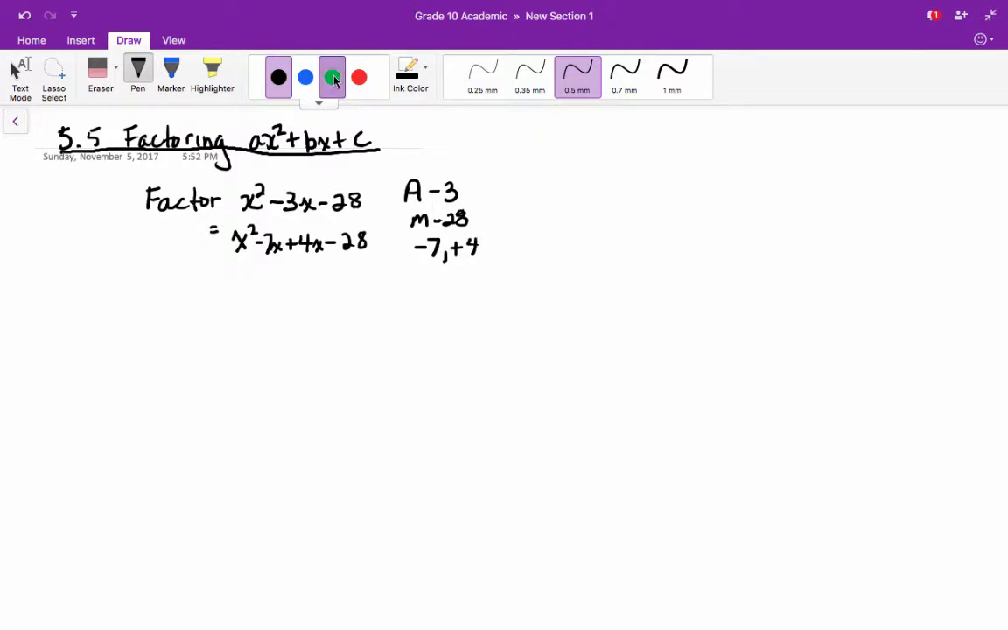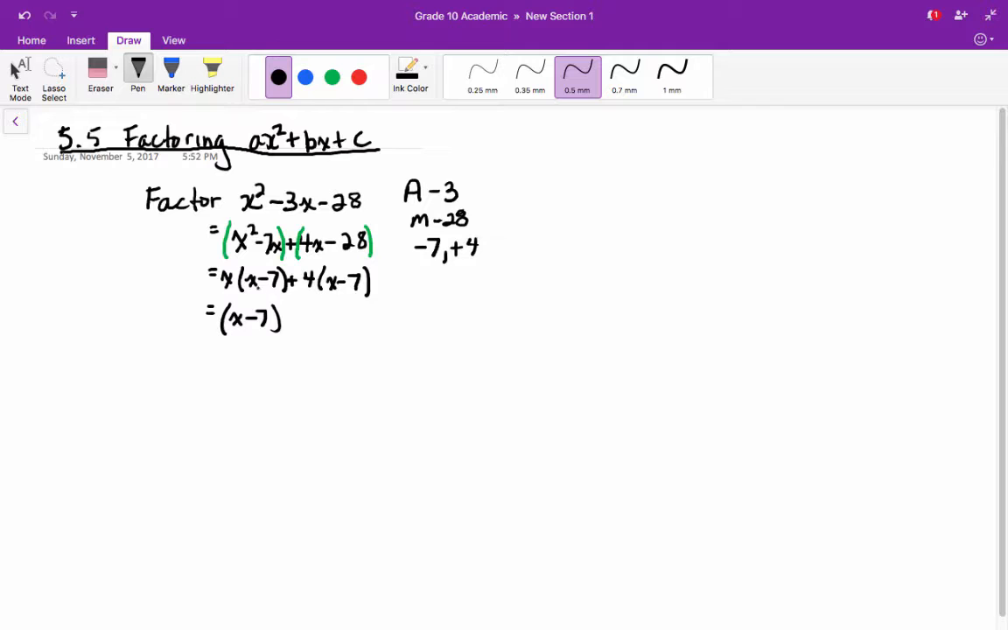And we're going to group the first two, and we're going to group the last two. And we're going to factor each group, just like we did the other day when we were doing common factoring. So x is common to the first group, and 4 is common to the second group. As you notice, both brackets are the same, so we have a binomial common factor. So x minus 7 we bring out, and that leaves us with the x plus 4 in the other bracket.